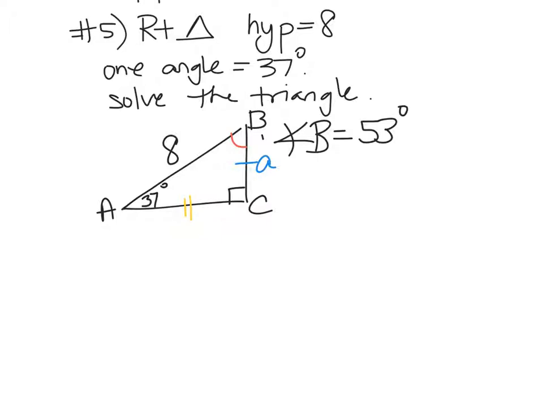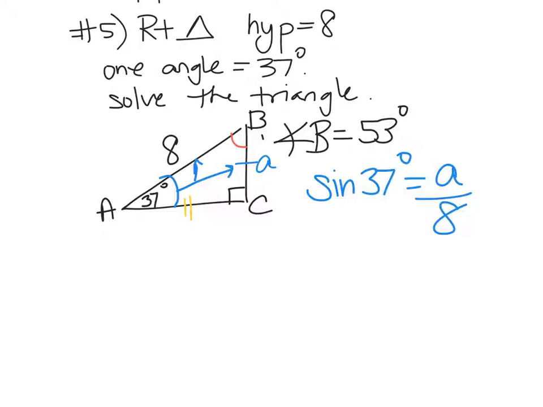Well, I have this 37 right here, and 37 is opposite of A, and I know the hypotenuse. So what trig function can I use? How about sine? I can say that the sine of 37 degrees is equal to what? Perfect, yes. A over 8.